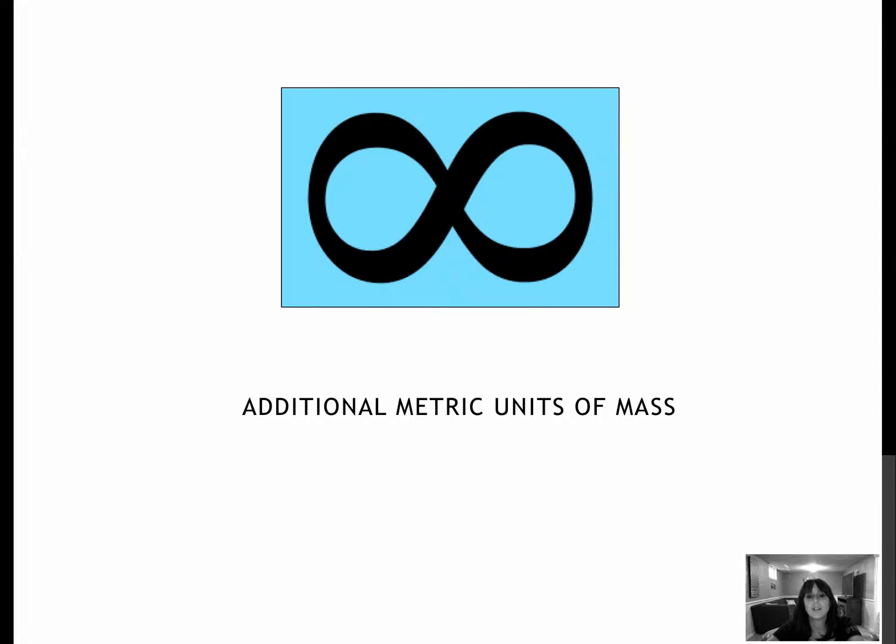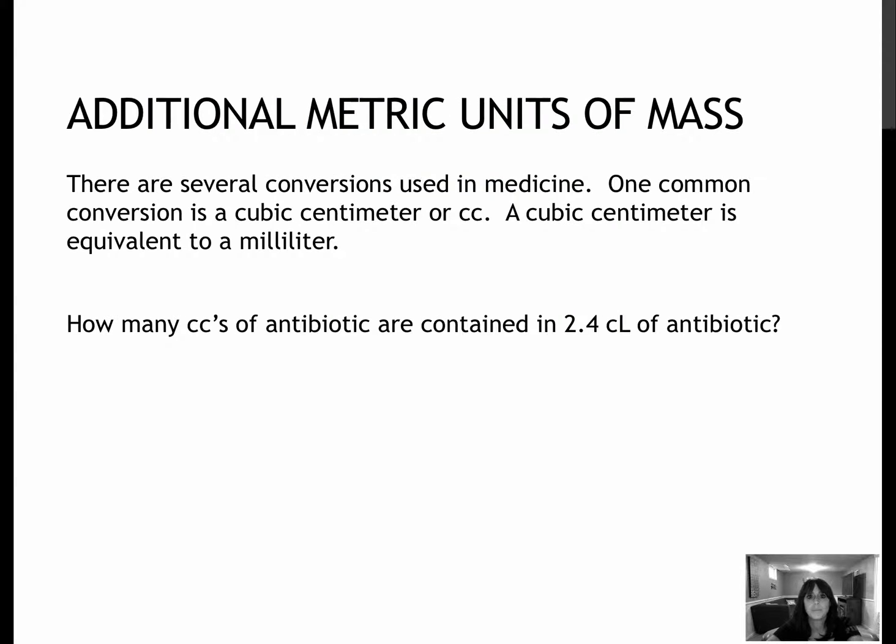Here are a few additional metric units of mass. Both of these that we're going to talk about are used in medicine. So a common conversion is a cubic centimeter. Of course, if you watch ER or perhaps are in medicine, you talk about cc's a lot. But a cubic centimeter is equivalent to a milliliter.